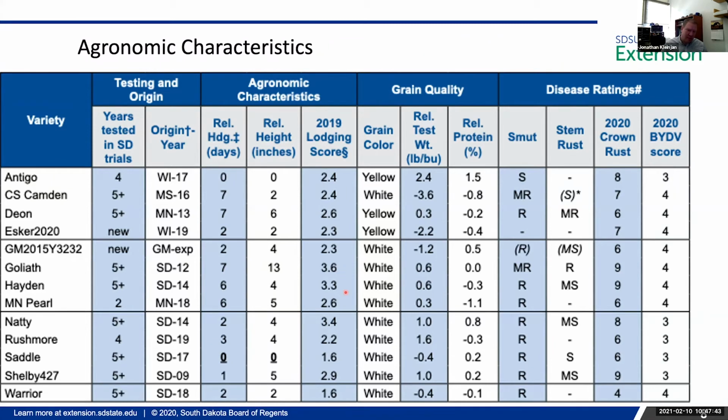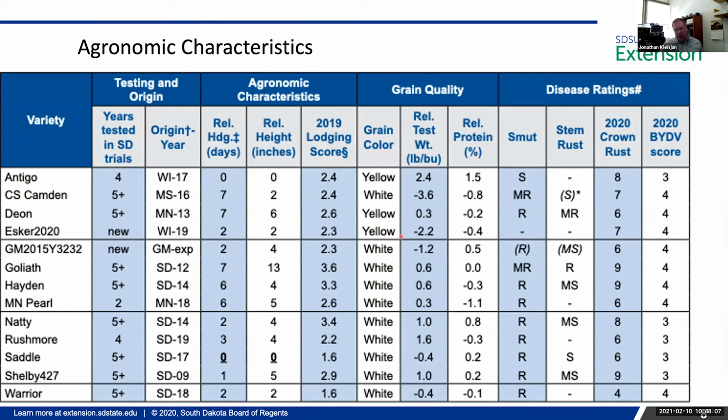You might want to pick something like Saddle or Warrior that's going to stand up a little bit better. Grain color, most of the oats are white. Dion is really the yellow one that would be sold in this area. There's a couple from Wisconsin that are yellow, but they just don't seem to perform very well in South Dakota. I wouldn't recommend planting them. But everything else is typically white.